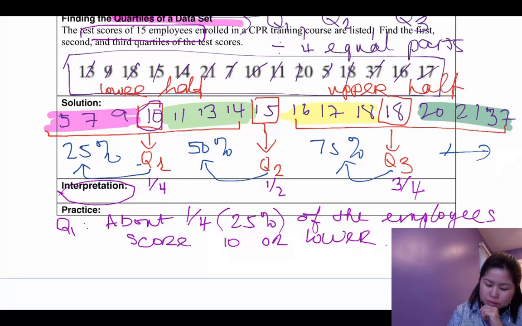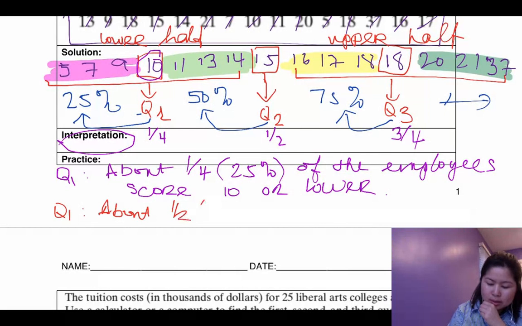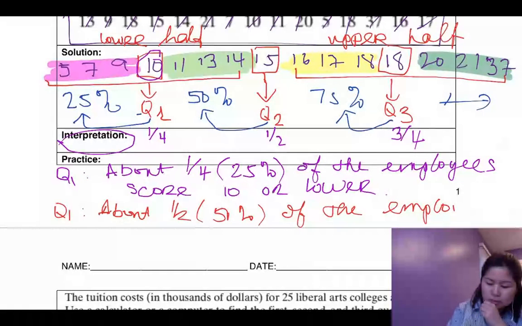We're going to talk about Q2. I think some of you already have an idea of how to interpret Q2. We can say about 1/2 or 50% of the employee scores are 15. Whoops, I wrote 150. 15 or lower.